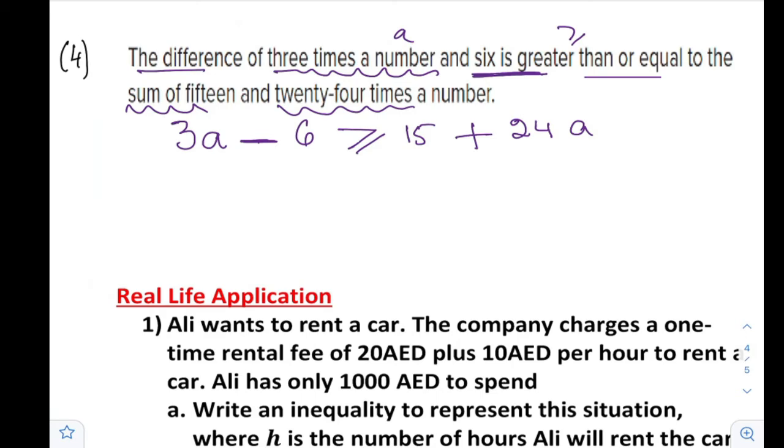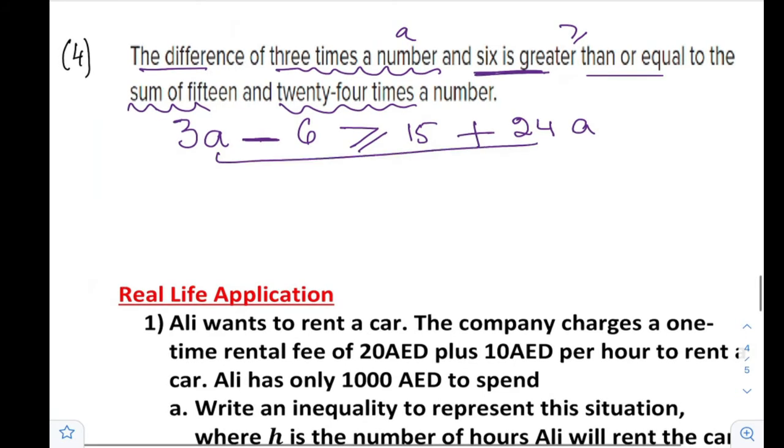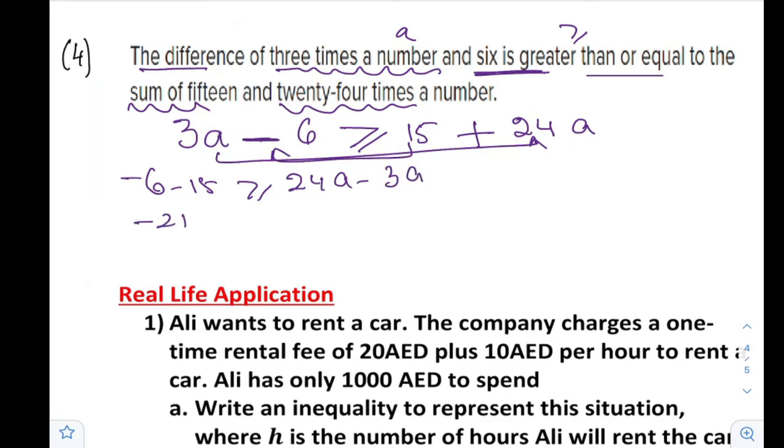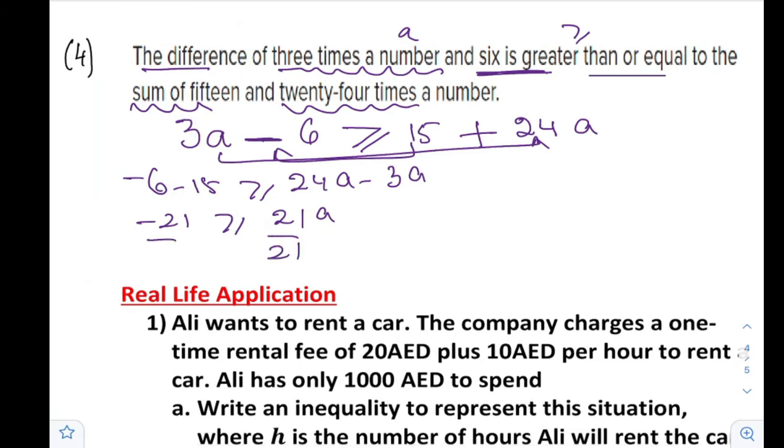Simply, we will combine like terms. You can take the 3a if you want here, the 15 there. So it's minus 6 minus 15 more than or equal to 24a minus 3a. Minus 21 more than or equal to 21a. And then when you divide by 21, then a is less than or equal to minus 1. Remember, we are not switching the sign here.